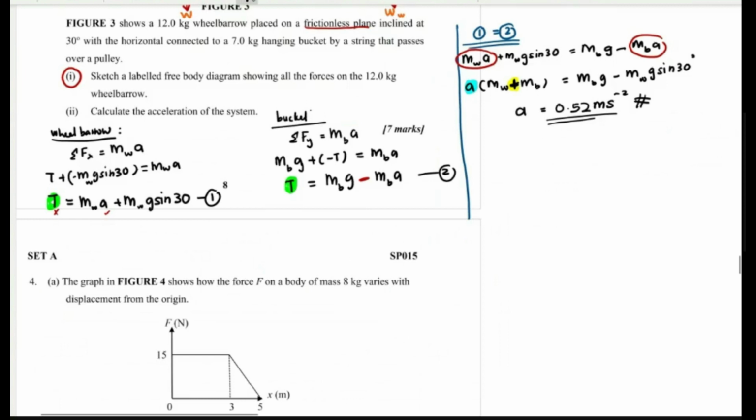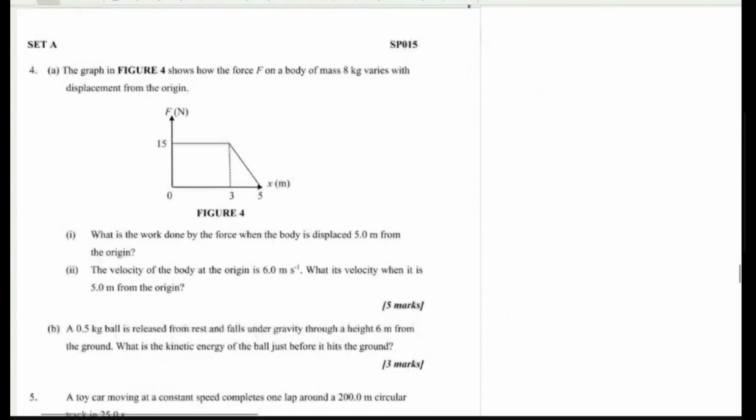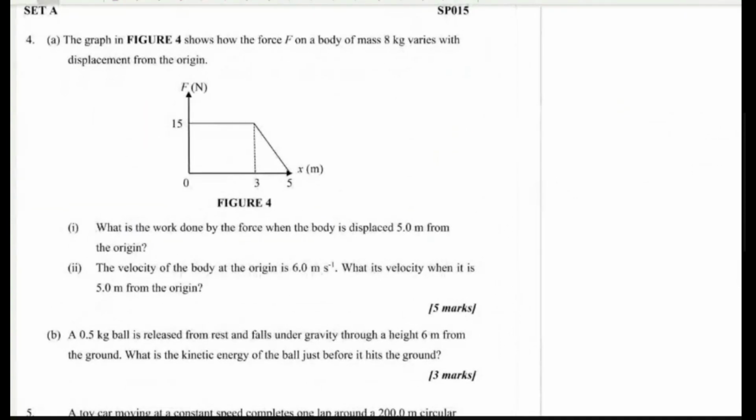Okay, finish question number 3 and then question number 4. The graph in figure 4 shows how the force F on a body of mass 8 kg varies with displacement. So this is the graph of force against displacement. So kita tahu bila kita ada graph F against X, the area under the graph, ingat tadi adalah graph F against T. So ni graph F against X. So the area under the graph boleh kira work lah.